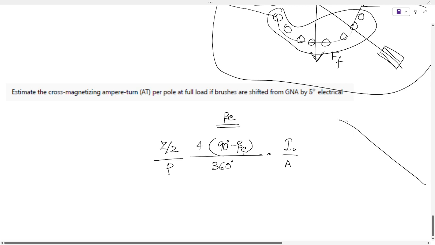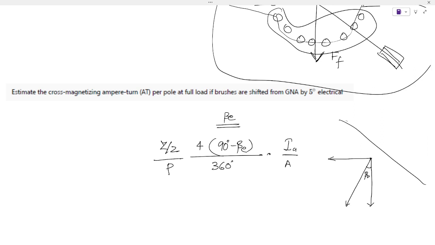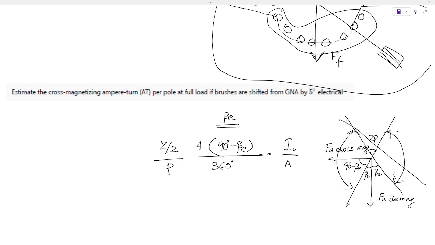Just try to imagine if we resolve this part, for this resultant magnetic field, this is beta E, then if this is FA demag, this is FA cross mag, this will be 90 degrees minus beta, yes or no? Yes sir. Now these conductors and this set of conductors, this will be beta E, this will be 2 beta E. The remaining ones on this side, that will cause cross magnetization.